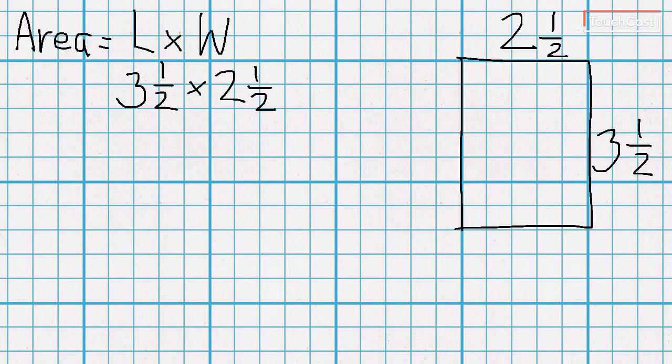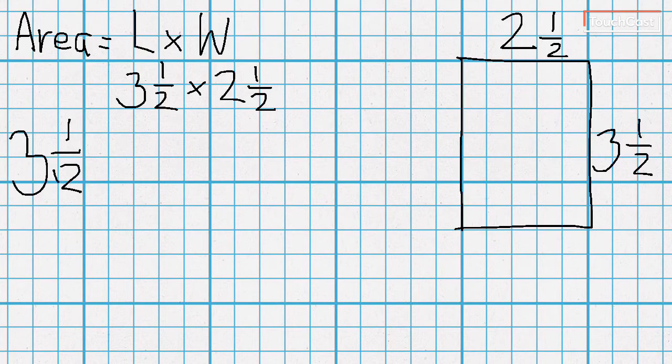Now, it's easy enough to multiply two whole numbers, and it's easy enough to multiply two fractions, but clearly the best way to do it is to change both of these mixed numbers into improper fractions. So then all you have to do is multiply two improper fractions, two fractions. So we know that's easy enough. So just in case you forget, here's a quick reminder on how to do that.